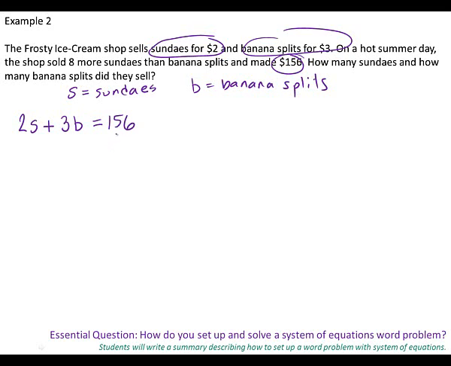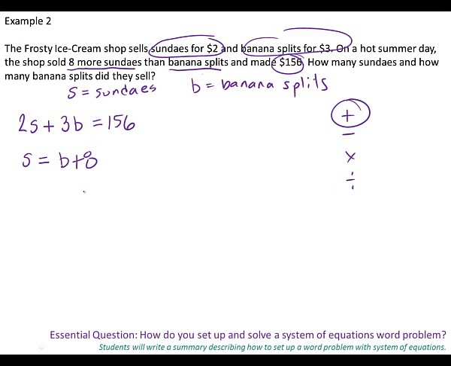Okay. The other equation, we've got to be a little bit more careful. The shop sold 8 more sundaes than banana splits. So that means they sold how many? So it's the sundaes equals the banana splits. What is more? What operation? Still haven't guessed the right one. Okay, so there's these 4 operations, right? More would be what? It's got to be addition, right? So banana splits plus 8 equals the sundaes, right? So whatever you sold on your banana splits, they had 8 more sundaes than that.